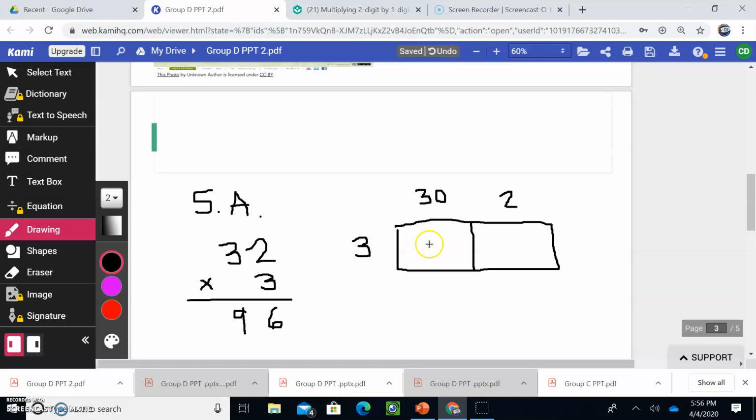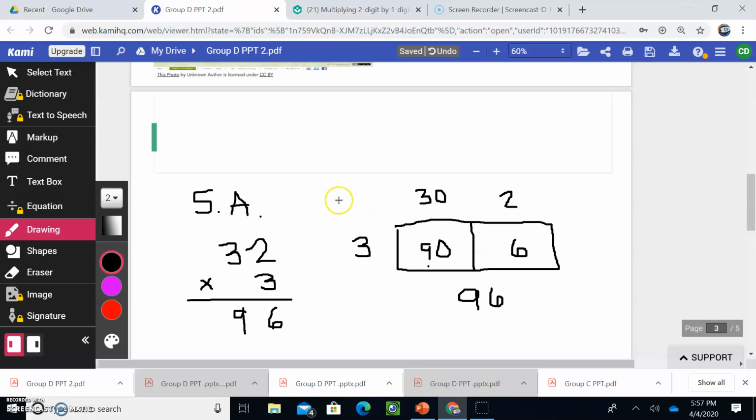So 3 times 3 is 9. If you know that 3 times 3 is 9, then 3 times 30 is 90. And then 3 times 2 is 6. And then these are partial add-ins, so what it means is you're going to add these two numbers together. And as you guys can see, 3 times 32 is 96.